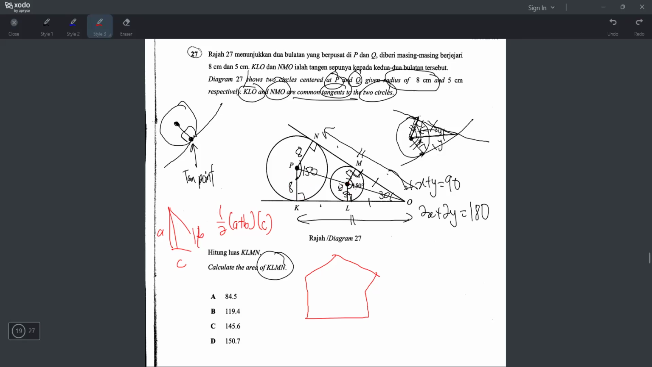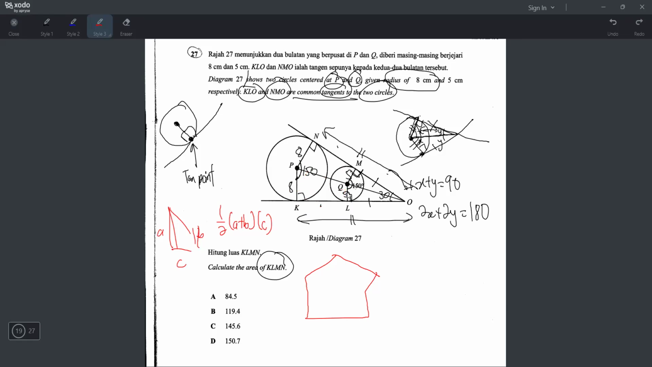But we can't find the area yet because we don't have the panjang here. So now my job is to find the panjang here. Then only I can find the area of this trapezium, right? Because it means I need the panjang here to find the area of this trapezium. Okay, how to find area?